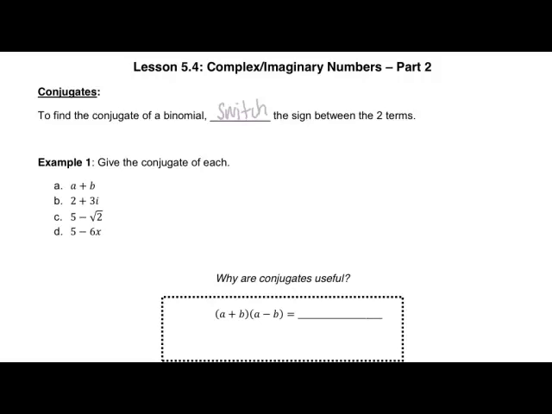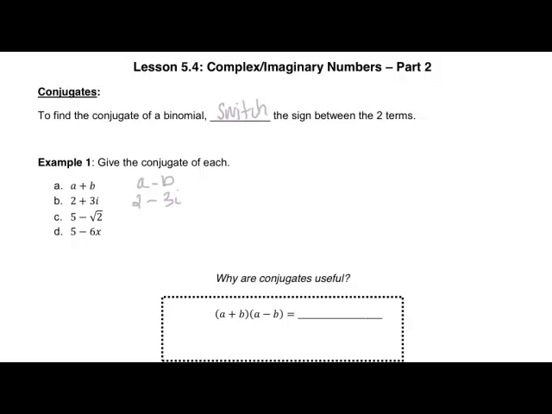So for example 1, we're going to give the conjugate of each. For part A, we have a plus b. So again, all we're doing is switching the sign. So the conjugate of a plus b is a minus b. For part B, we have 2 plus 3i. Again, you're just changing your sign. So the conjugate is 2 minus 3i.